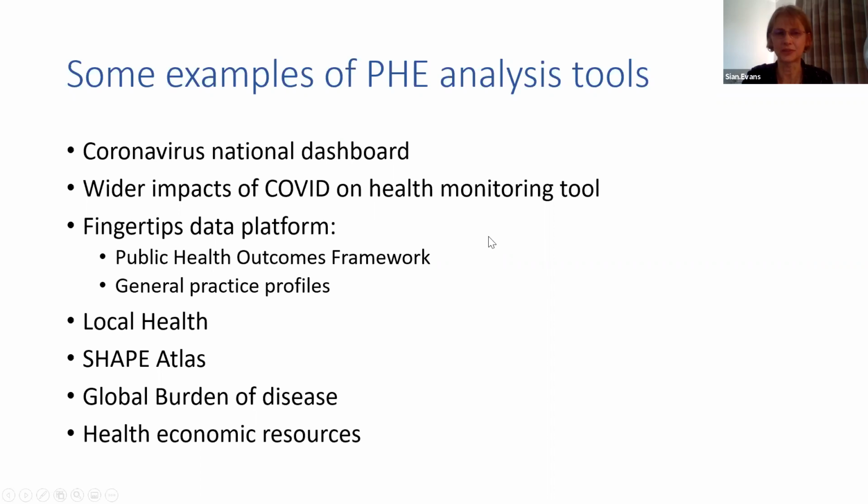I don't think we can avoid coronavirus at the moment, so I'll say a little bit about the coronavirus national dashboard, and a little bit about the wider impact of COVID, because although the focus is very much on trying to contain the acute infection at the moment, we are very conscious of the wider impact that COVID and the lockdown are having. I'll say a little bit about the Fingertips Data Platform, which is our main route for publishing data and health indicators. And then there are a number of resources. If we have time, I'll just say a little bit, just to make people aware that they're there.